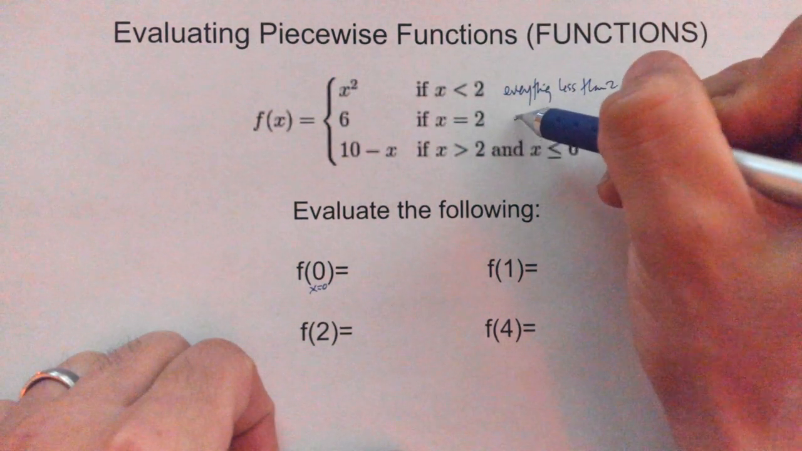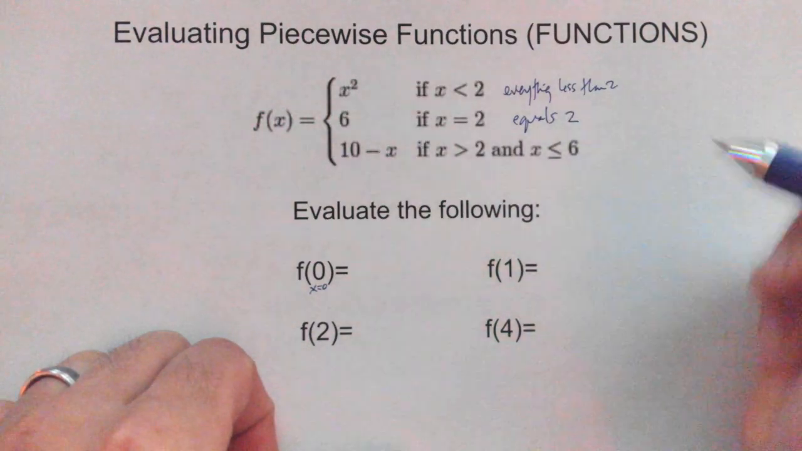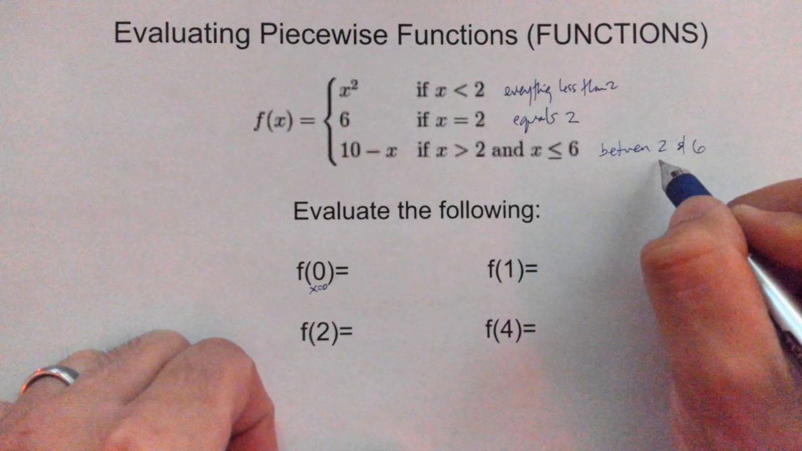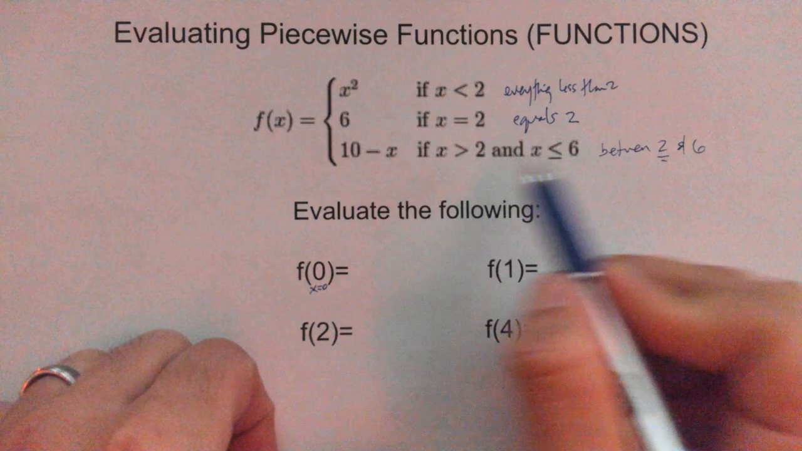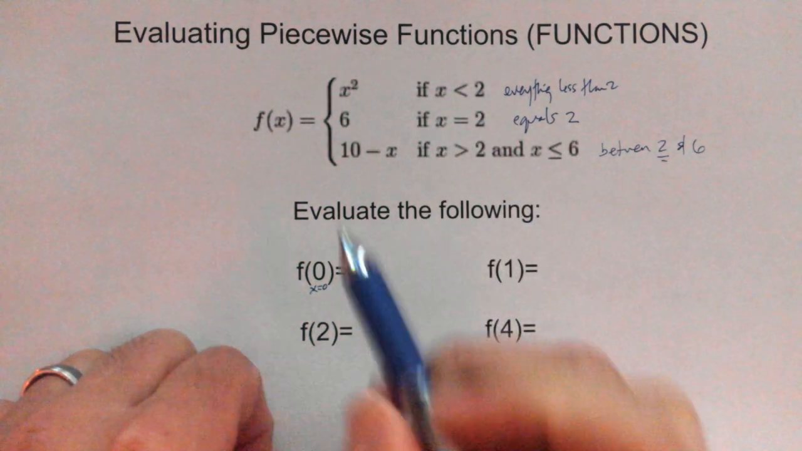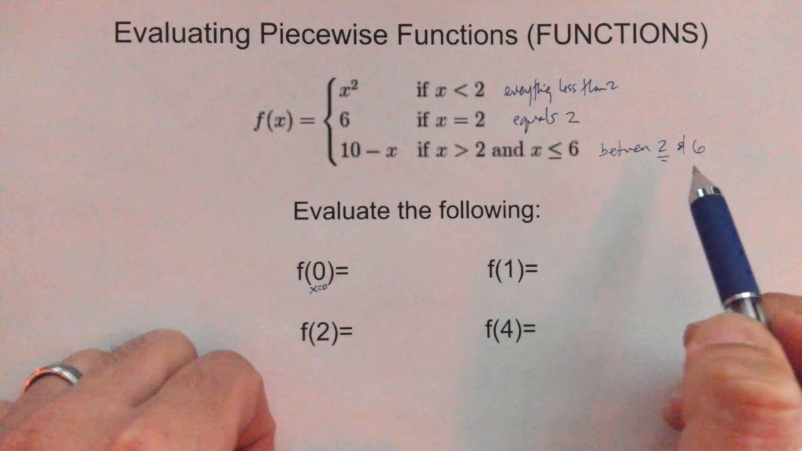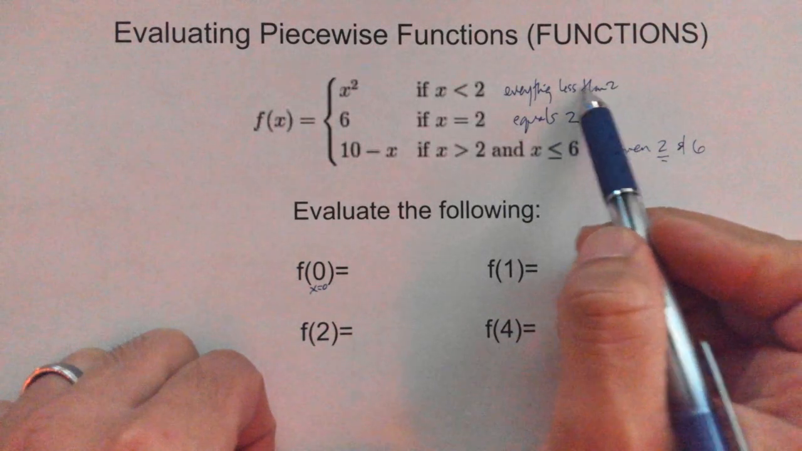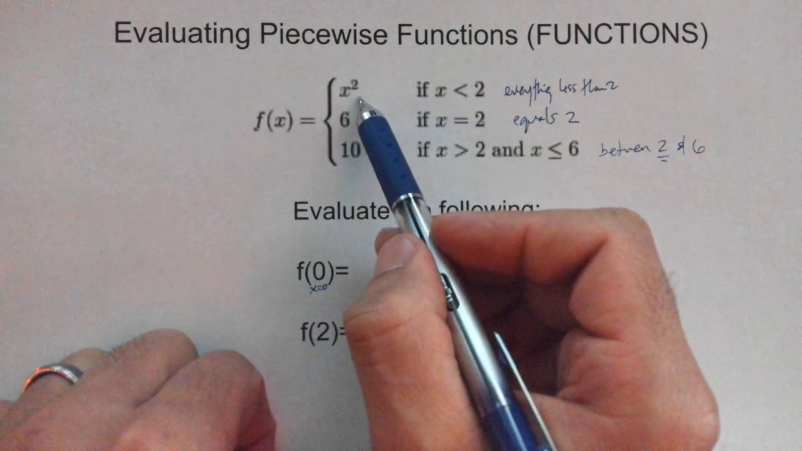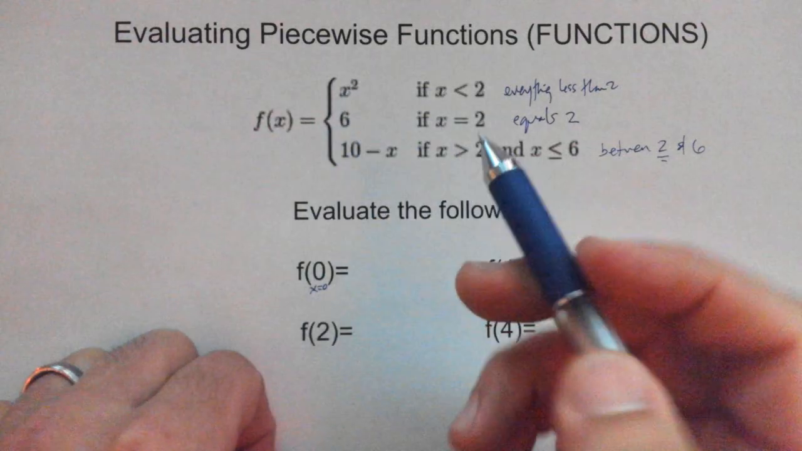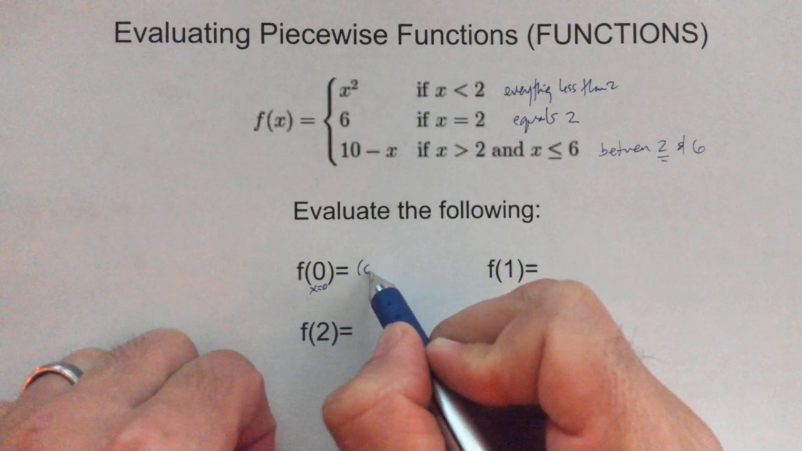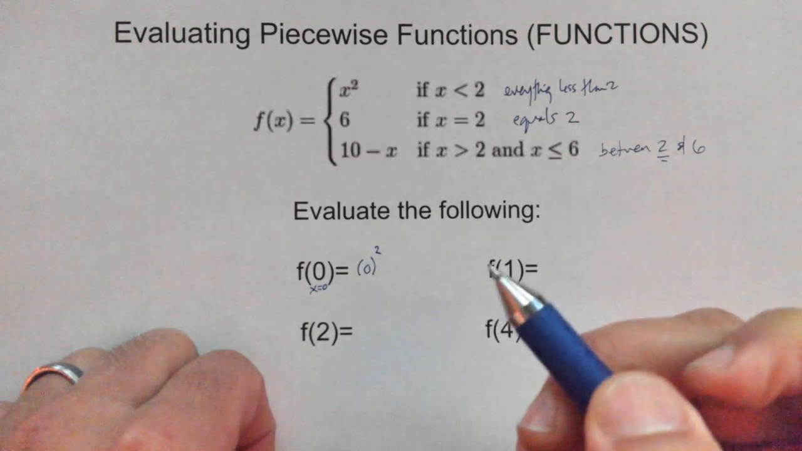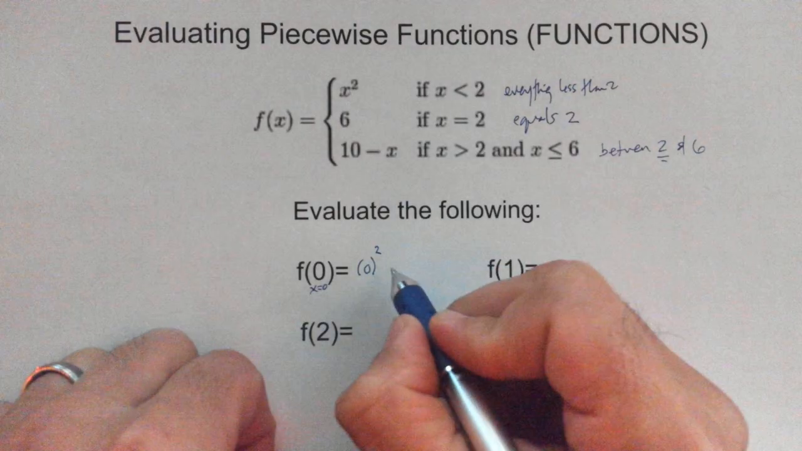Here is when x equals 2, and here is between 2 and 6, not including the 2, because it's greater than 2, but it equals the 6. So 0 is not between 2 and 6, it's not equal to 2, 0 is less than 2. So 0 is going to exist in this function where f of x equals x squared. All I do is take my x and plug it in. I plug the 0 value for x, and since the function was x squared, I do 0 squared, and that gives me 0.